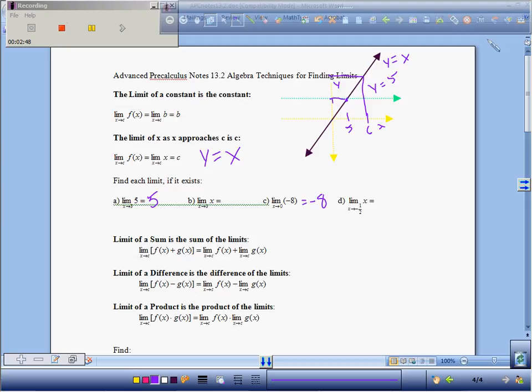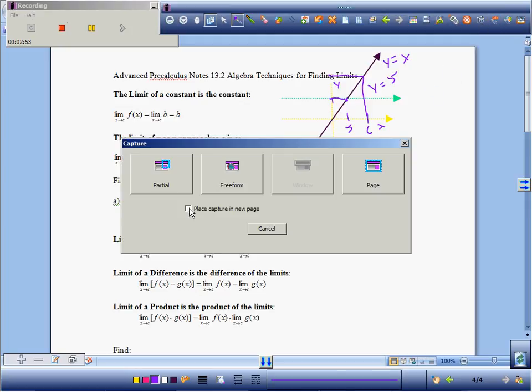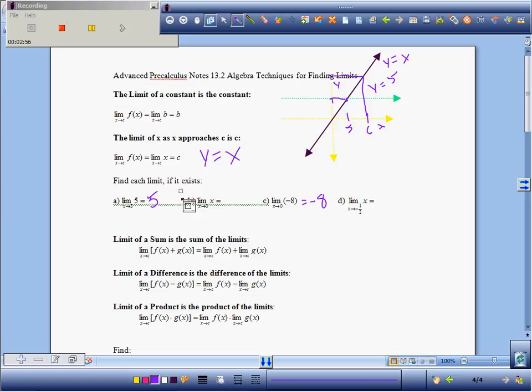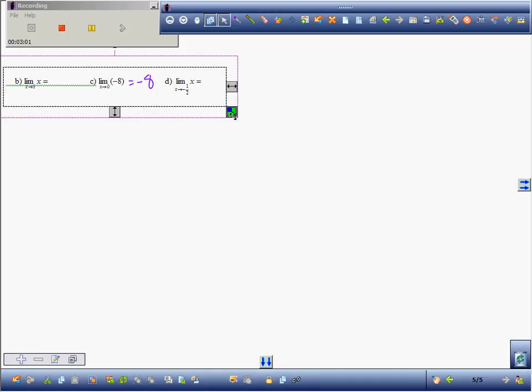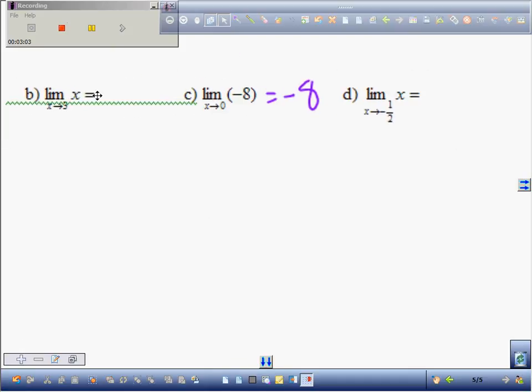So I can't really see this over here because it's too small, but let's make it bigger. Here we go. So I'm going to grab this, and I'm going to make it a little bit bigger so I can see what I'm writing. So I don't know why this green line is here.